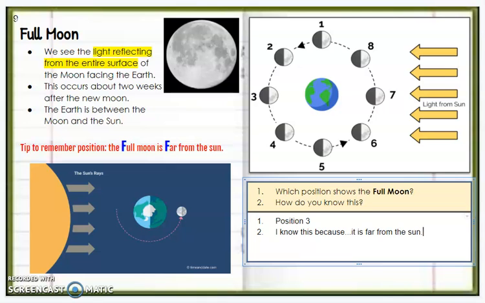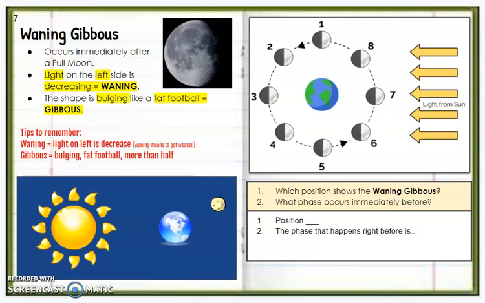We're almost done. We're halfway there. So once the moon is fully illuminated, now it's going to get darker. Okay, so it went all the way bright. Now we're going to start getting dark. So now we're going to be waning. So the light on the left side is decreasing. So that's waning. And then the shape is bulging like a fat gibbous or a fat football. So that's a gibbous. And so again, we were at a straight line, and now the moon's going to go counterclockwise. So now we're going to see all the light on the left-hand side. So what position? Well, it's going to be position 4. And the phase that happened right before was the full moon.